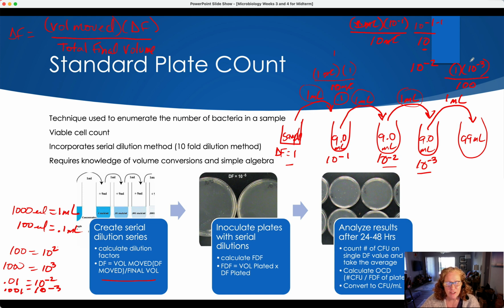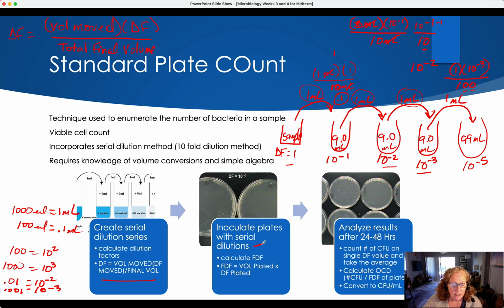Now the easiest way to do this when you're looking at it is just count the zeros and add that to your exponent. So instead of making this 10 to the negative 4, I'm now going to make it 10 to the negative 5 because it's over 2 zeros, not 1. So this becomes 10 to the negative 5. Now that I have all of my plates in a dilution series, or all of my sample throughout my 10-fold serial dilution, I'm now ready to start inoculating plates.